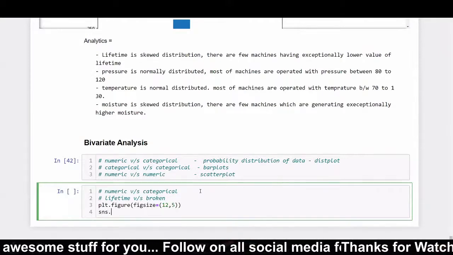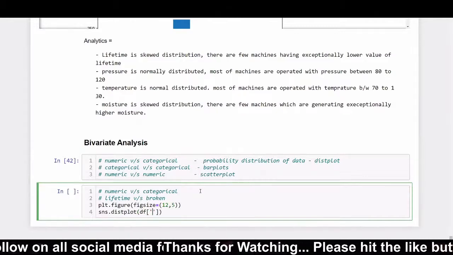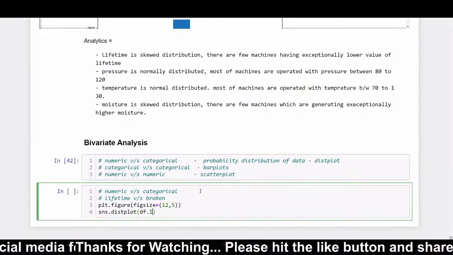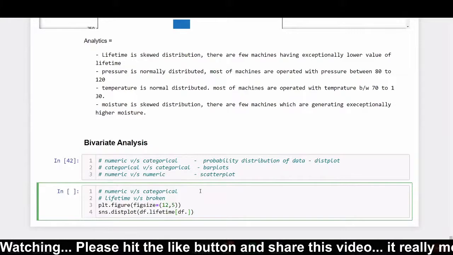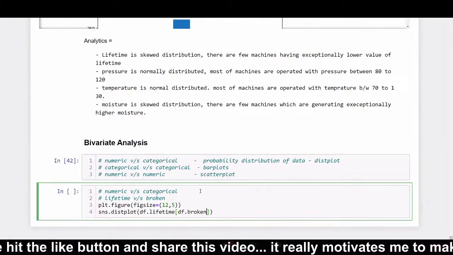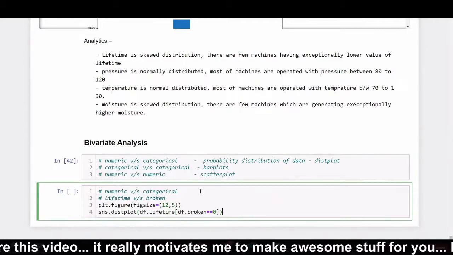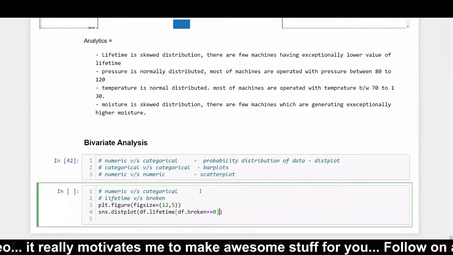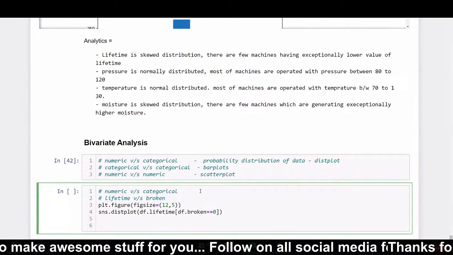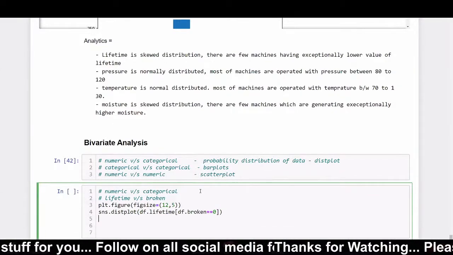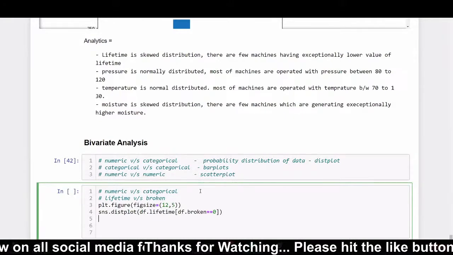We can say sns.distplot of df of lifetime, or simply df.lifetime, where df.broken equals 0. So we are drawing the graph of lifetime where the machines are not broken. And let me take the default color. This is for machines which are not broken. So we're trying to draw a distribution plot of the lifetime of the machines which are not broken.